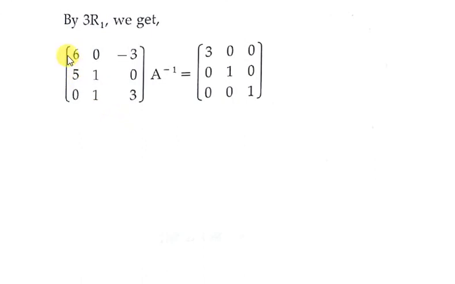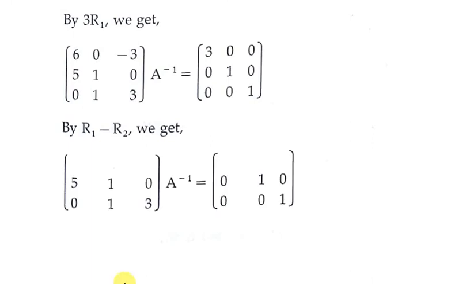Now we have to subtract 6 and 5, then we will get 1 at the place of A11. So it means the first row we have to subtract with the second row. So we write the equation R1 minus R2. In that case, only the first row is going to change. The second row and third row remain the same, so they are written as they are.